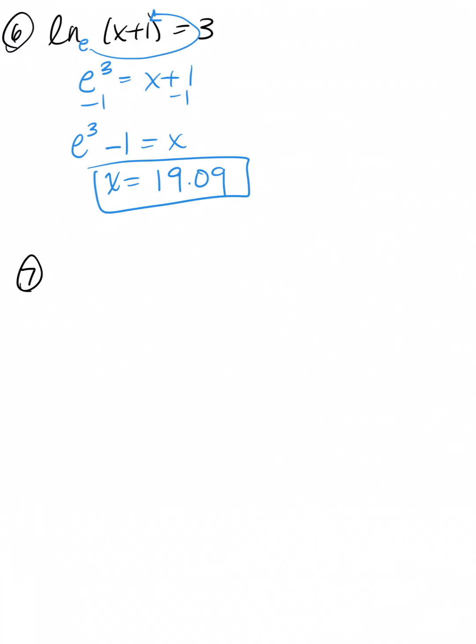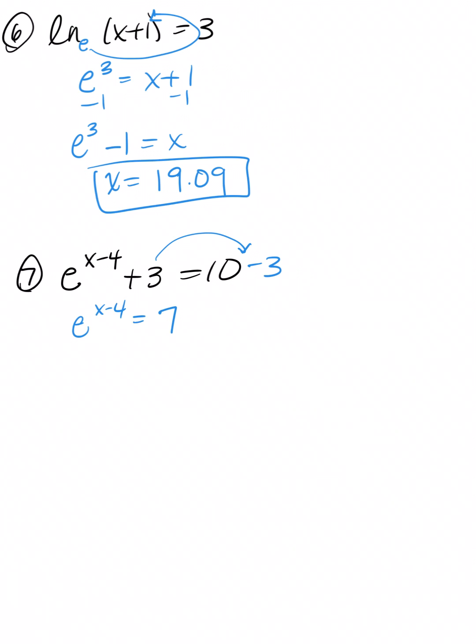Last one. Number 7, e to the x minus 4 power plus 3 equals 10. All right, look where x is. x is in the exponent, but I need to peel away the layers. So I need to move that 3 over by subtracting it. So e to the x minus 4 equals 7. Now I need to get e out of the exponent. So I need to take the logarithm.